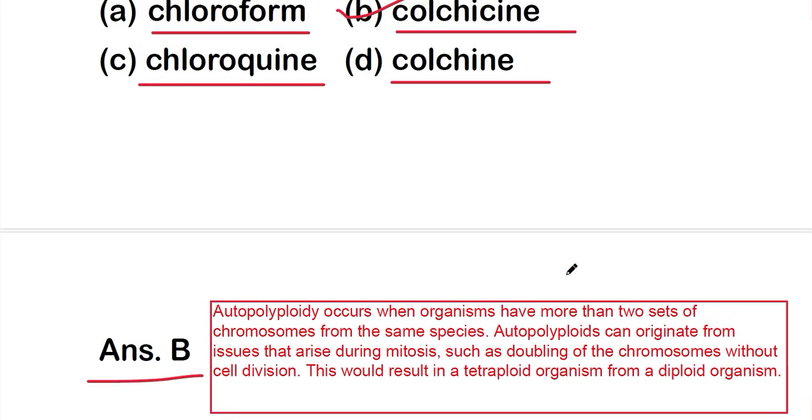Okay, so autopolyploidy occurs when organisms have more than two sets of chromosomes from the same species. So autopolyploids can originate from issues that arise during mitosis, such as doubling of the chromosomes without cell division. So this would result in a tetraploid organism from a diploid organism.